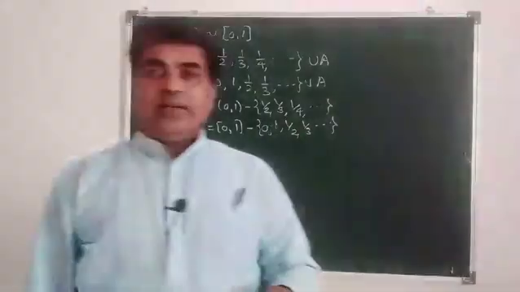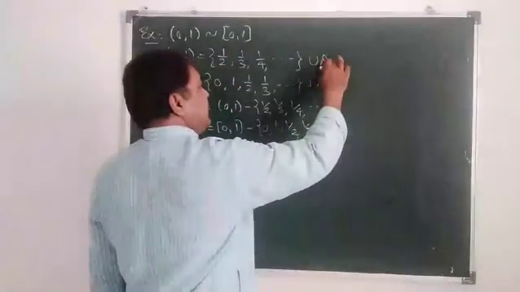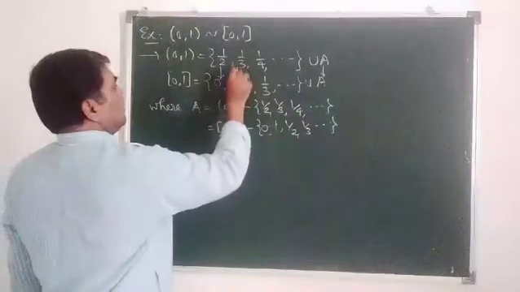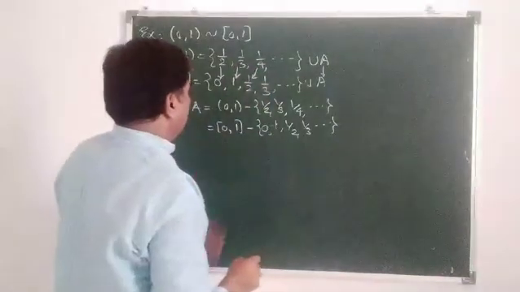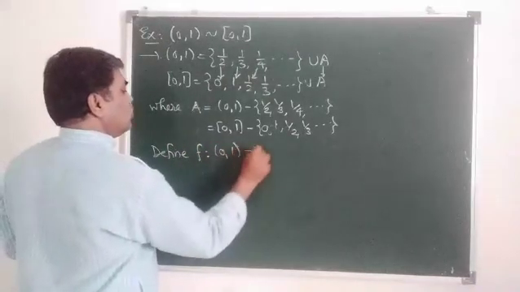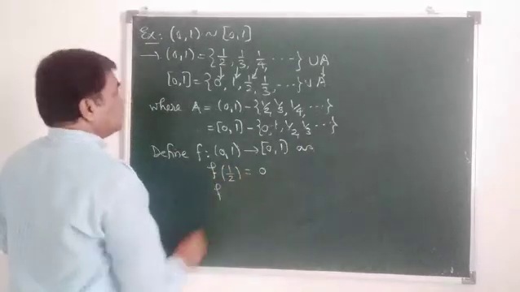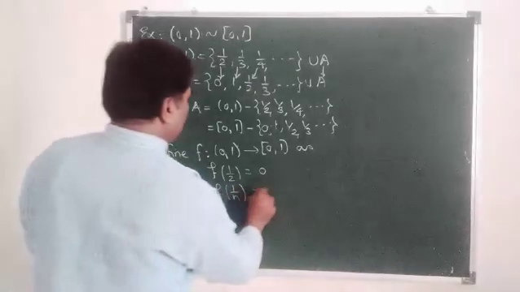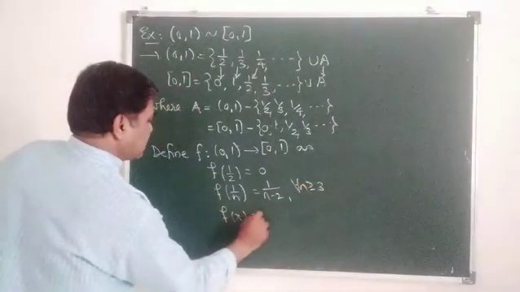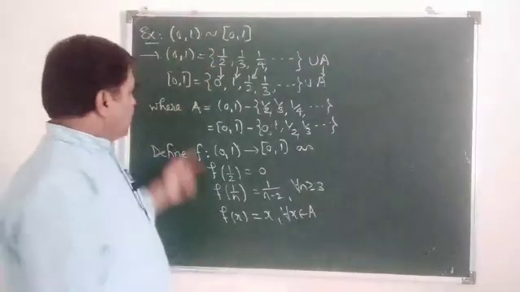A given set is always equivalent to itself under the identity map. So for this A to A, I can take every element related to itself. But for the other part, I will map 1/2 to 0, 1/3 to 1, 1/4 to 1/2 and so on. So define f from the open interval (0,1) to the closed interval [0,1] as f(1/2) equal to 0 and f(1/n) equal to 1/(n minus 2) for every n greater than or equal to 3. f(x) is equal to x for every x belonging to A.